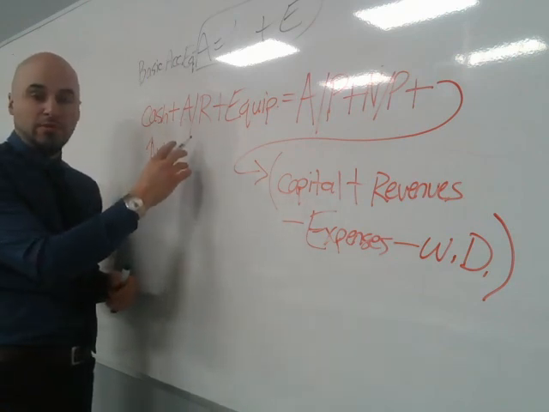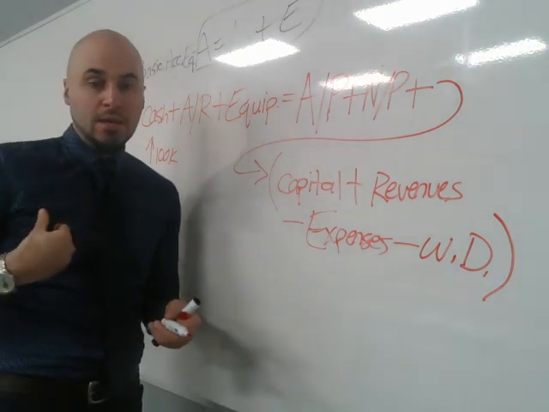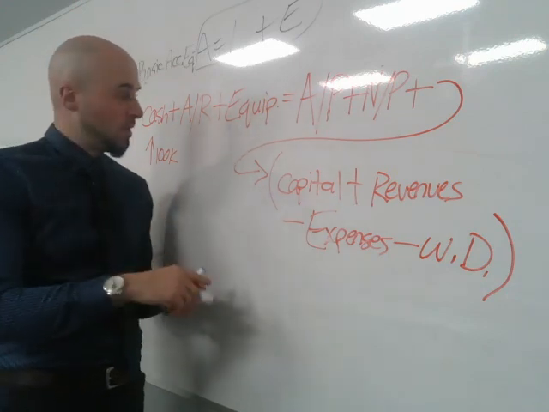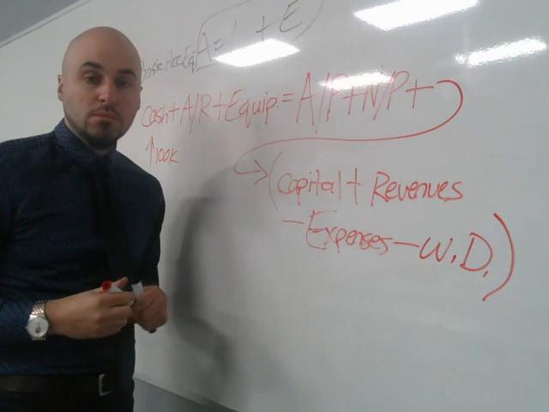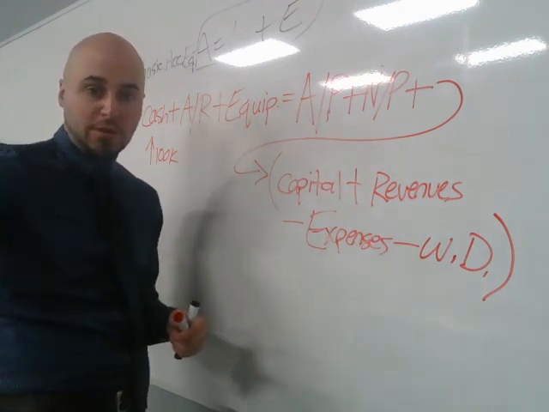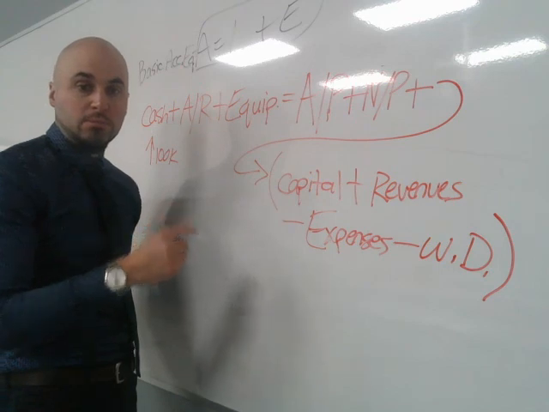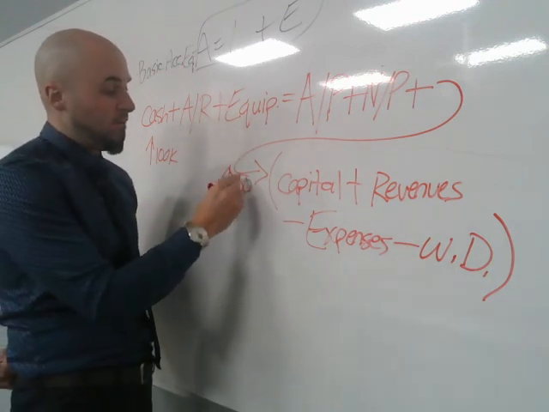Is accounts receivable relevant here? No, because nobody paid us with credit in this transaction. So we can skip that. How about equipment? Yes, because we've invested $50,000 of equipment. So is equipment increasing or decreasing? It's increasing by 50,000.